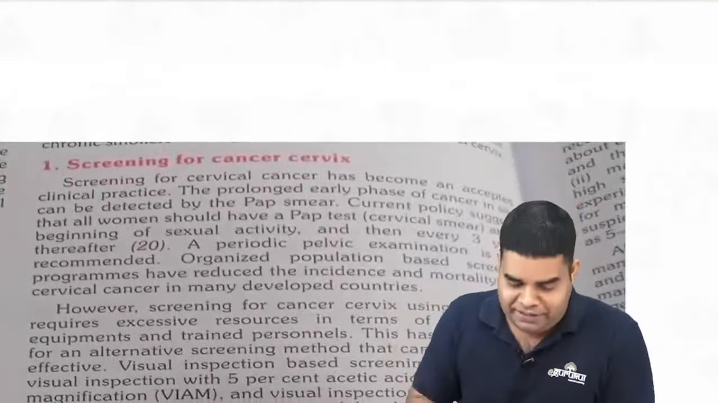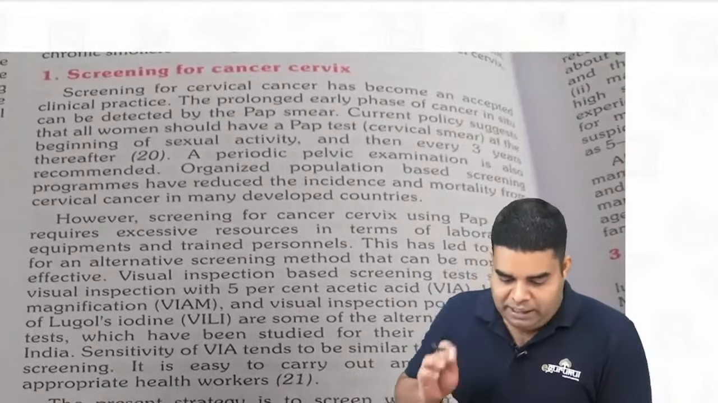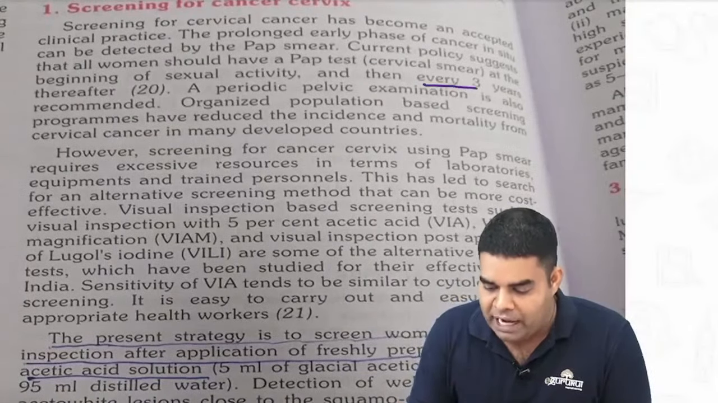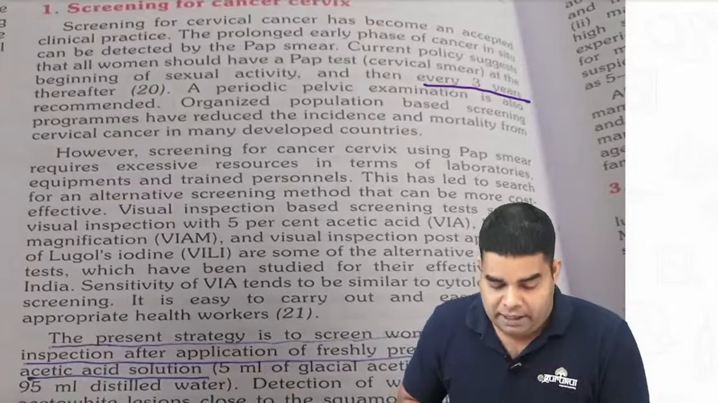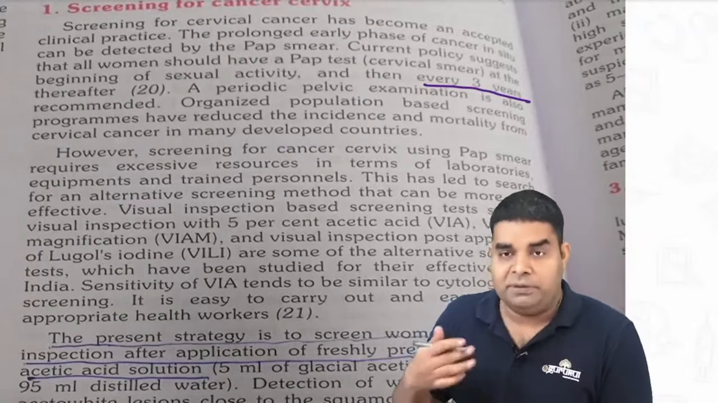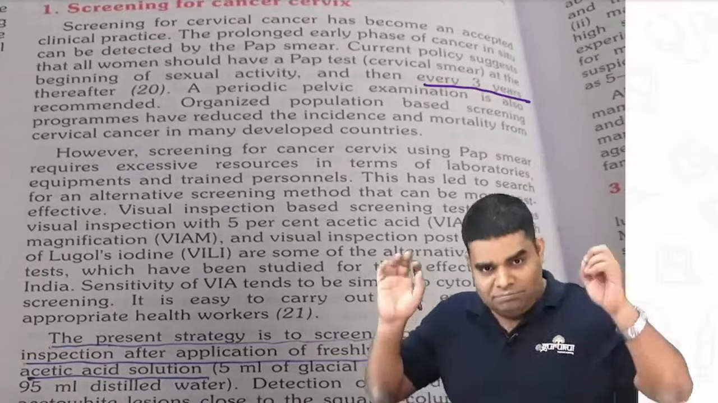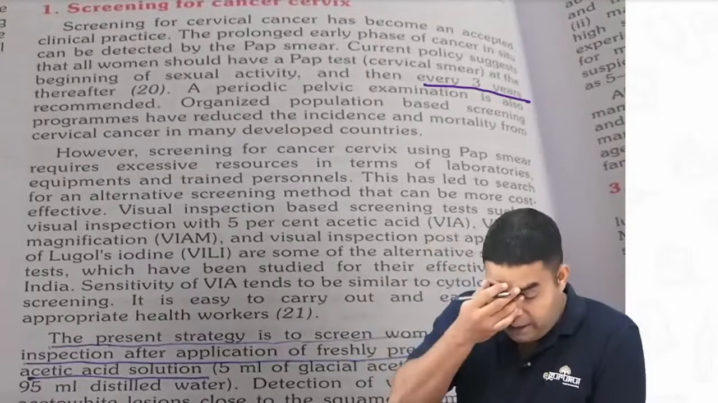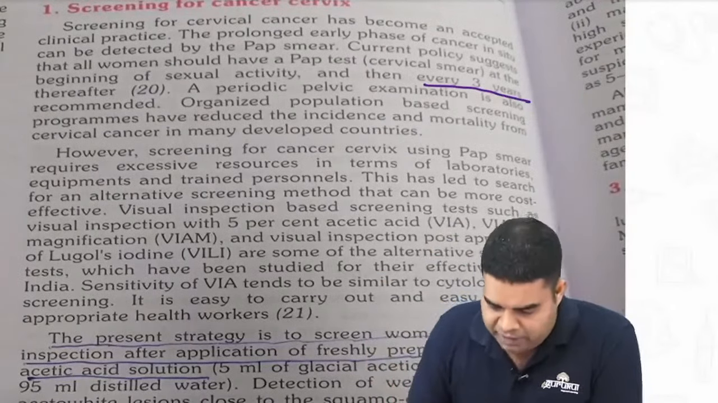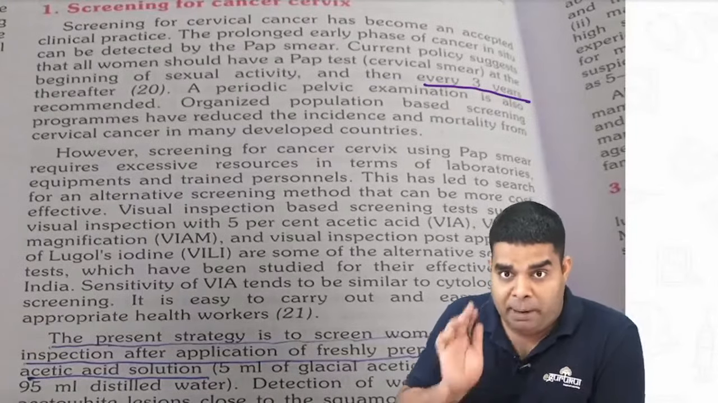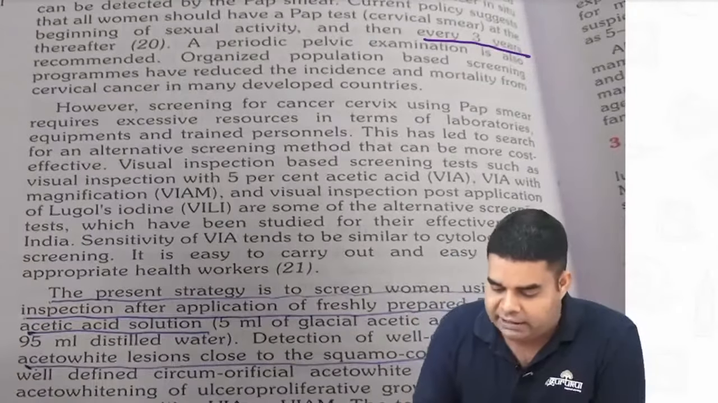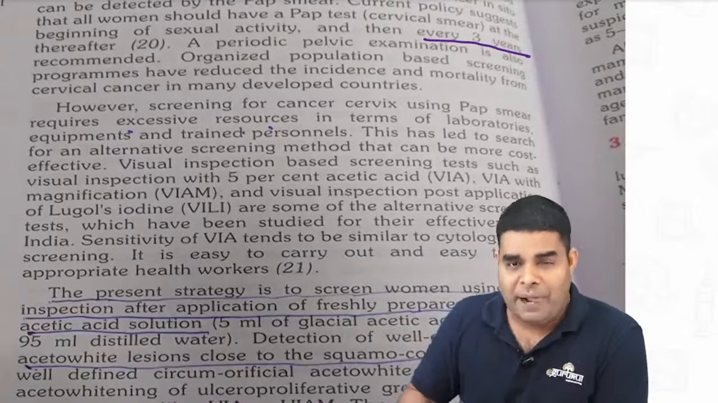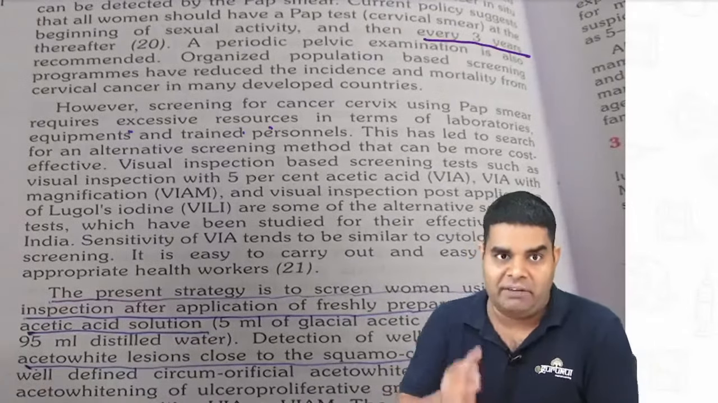Let's go by PARK. Let's read what PARK is saying on that. First thing is, they are saying that we should do pap smear every 3 years after beginning of sexual activity, ideally in developed countries. In India also we should, if the facility is available, do pap smear every 3 years. However, screening for cervical cancer using pap smear requires excessive resources, so pap smear is not very cost effective. They have written it clearly.